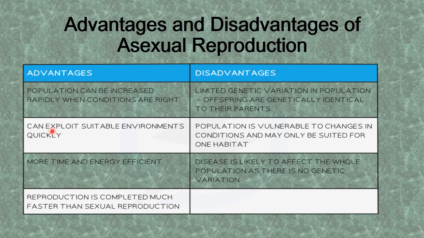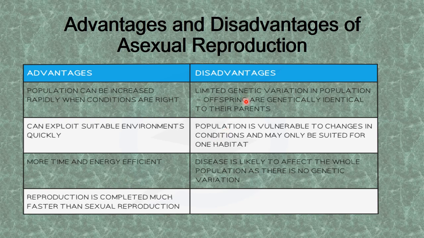And number two, asexual reproduction can exploit suitable environments very quickly. Number three, more time and energy efficient. In other words, it doesn't take too much time or energy to produce a large number of offspring using asexual reproduction. And finally, reproduction is completed much faster than sexual reproduction. So you can get a large number of offspring very quickly in asexual reproduction.